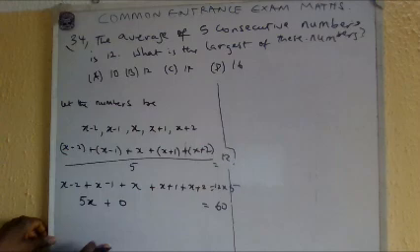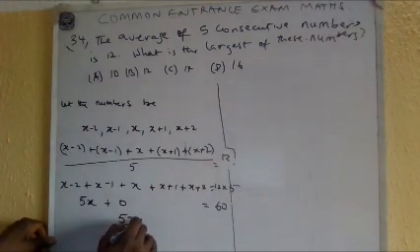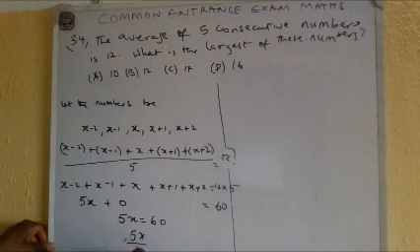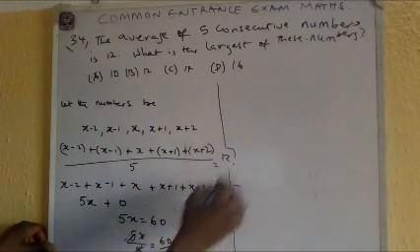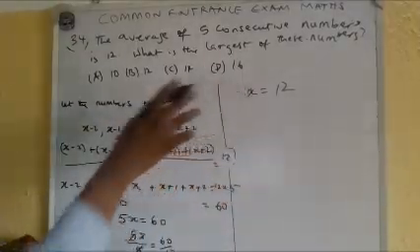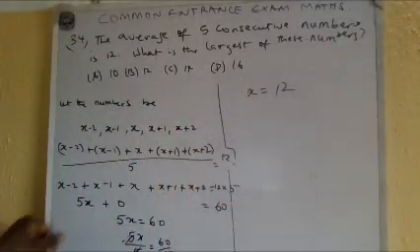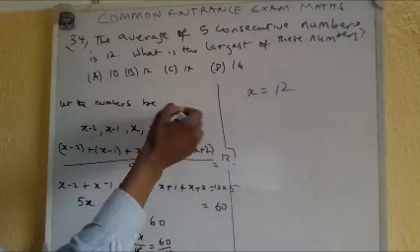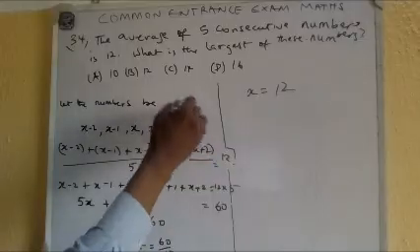So this is what I have left. 5x is equal to 60. So how do I get x? Divide both sides by 5. 5x over 5 is equal to 60 over 5. When you do the division, x will be 12. Now, x is 12. It's not the highest number. The highest number, I said, is the last one, because it is an increment of 2.